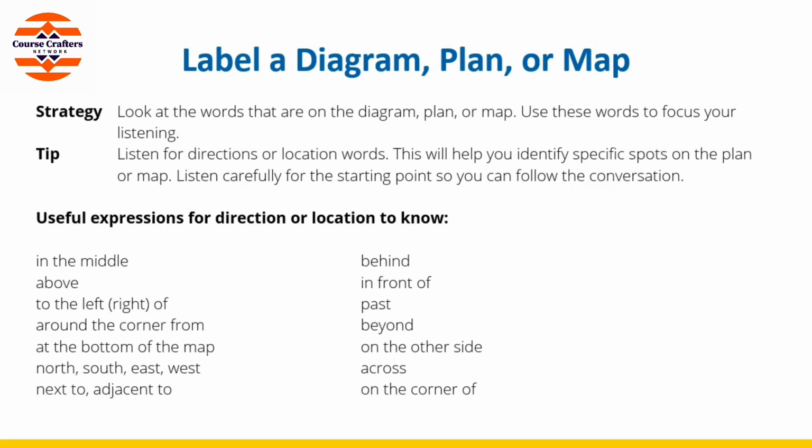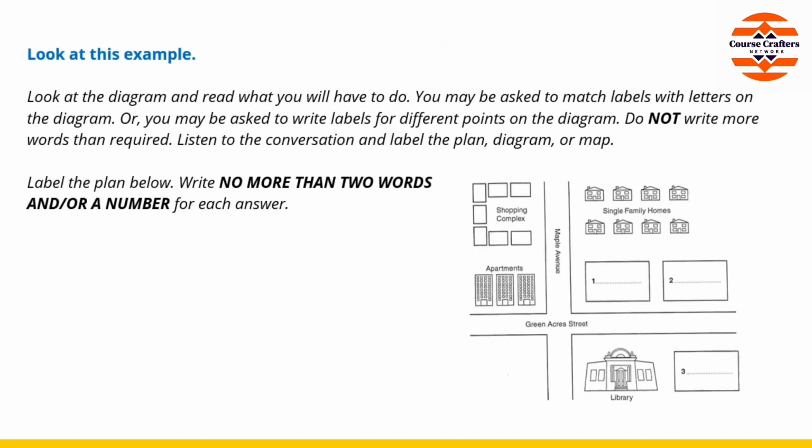So, that's how we complete our labeling a diagram type of task. Here you need to look at the diagram and read what you'll have to do. You may be asked to match labels with letters on the diagram, or you may be asked to write labels for different points on the diagram. So just make sure you do not write more words than the required amount.